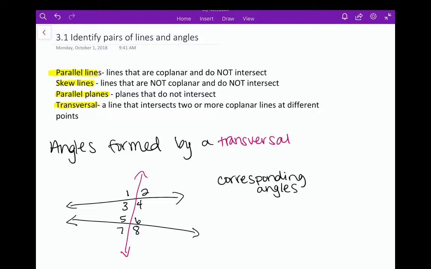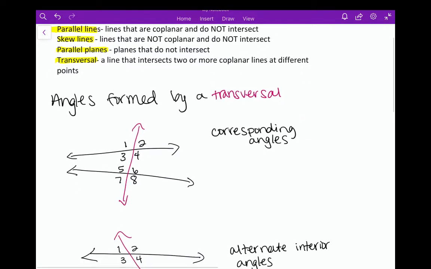This is the video for 3.1, identify pairs of lines and angles. There are a few vocab words here that you need to know and have in your notebook. Parallel lines are lines that are coplanar and do not intersect. Skew lines are lines that are not coplanar and do not intersect. Parallel planes are planes that do not intersect. And a transversal is a line that intersects two or more coplanar lines at different points.